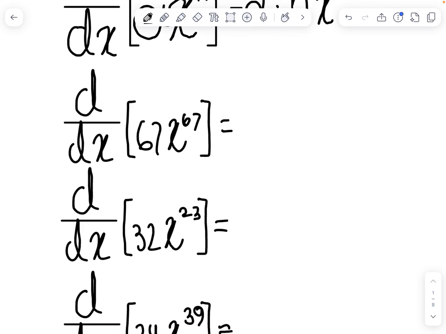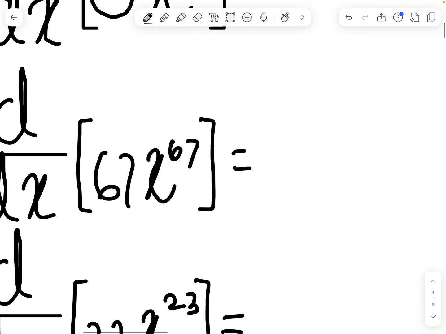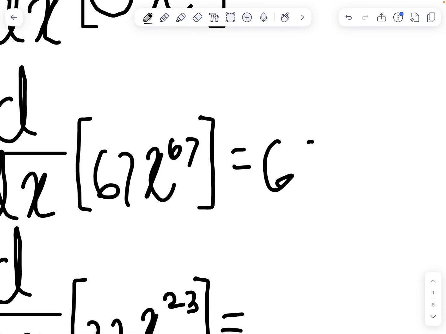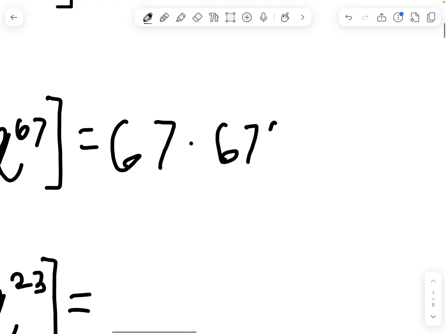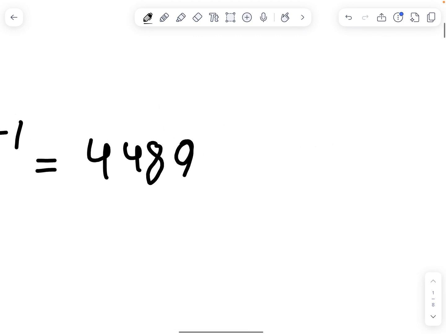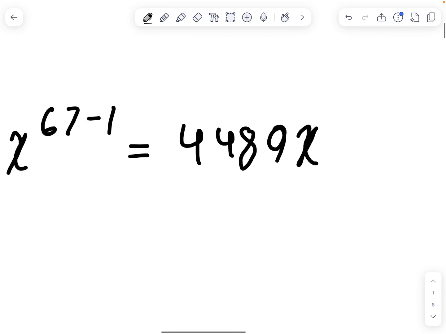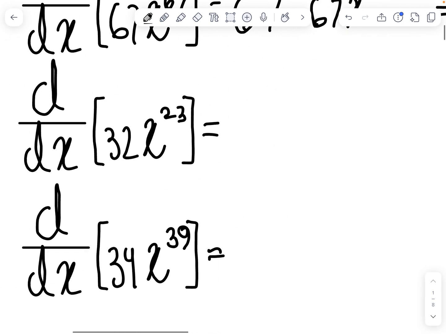Okay, hopefully you've spent some time. Let's get started. So this would be 67 times the original power rule, which is 67 times x to the power of 67 minus 1. So this would equal 4489x to the power of 66. On to the next question.